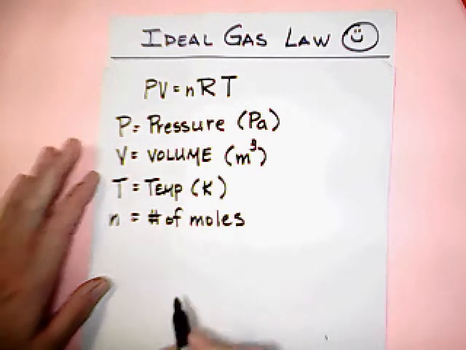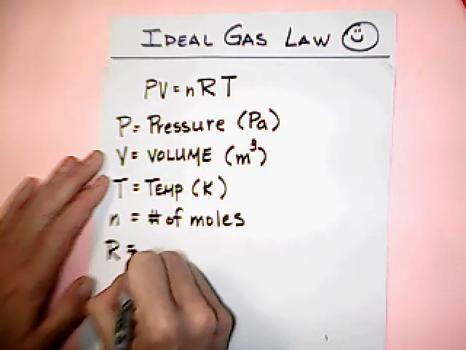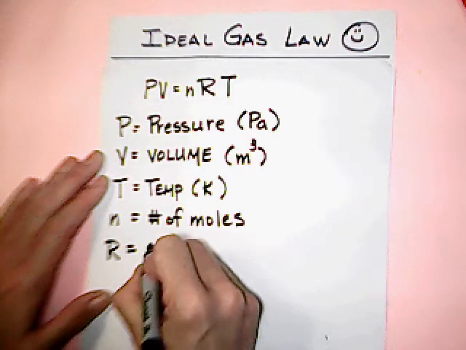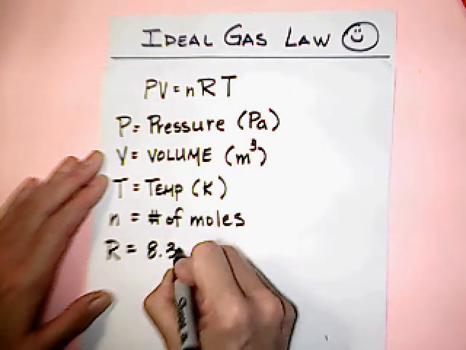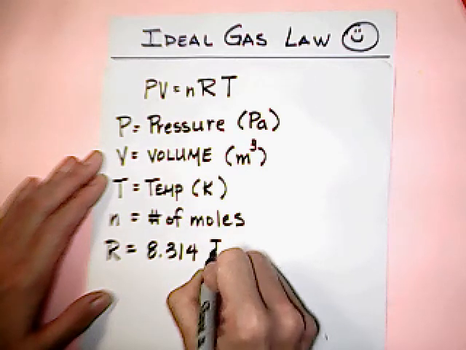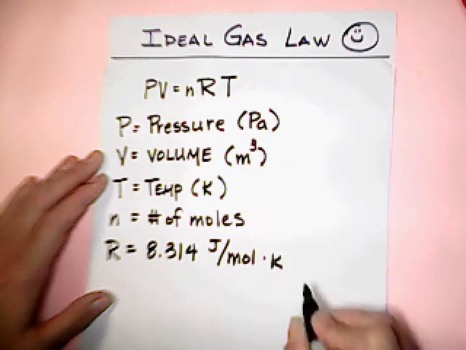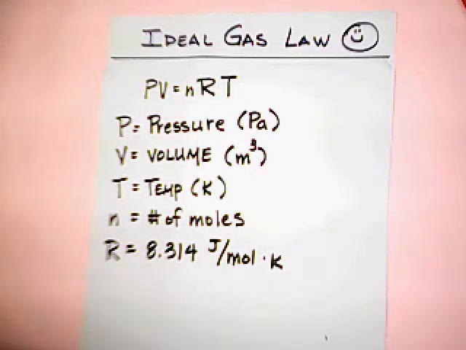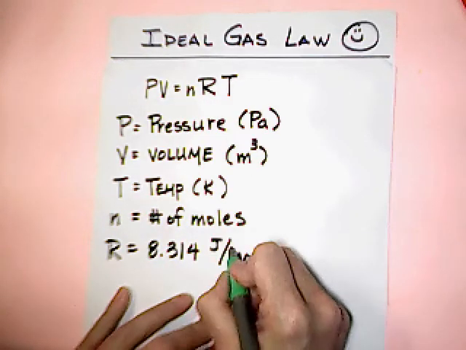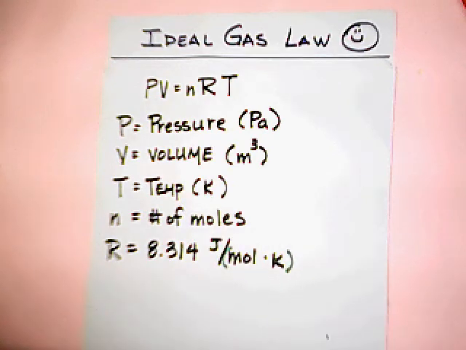And then finally, R is what's called your universal gas constant. The value of that is always the same. It's 8.314 joules per mole times Kelvin. That means that both of these terms are in the denominator of the fraction if you're keeping up with your units.